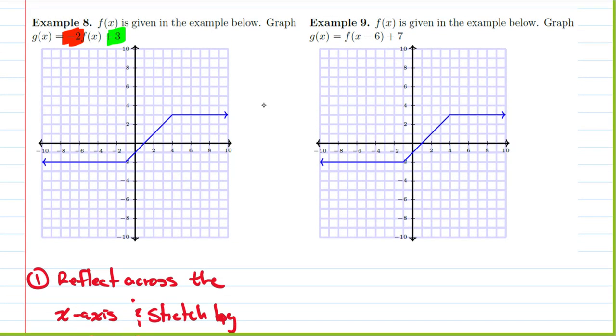So the first thing that's going to happen is we're going to flip our graph over the x-axis and stretch by a factor of 2. So we'll notice this branch of the graph is at -2. If I flip it over, it's at +2, and then I double it, it's going to start by looking like this. Then this branch right here is at +3, so if I flip it over, it's going to go to -3, and then I double it, so it's going to be at -6. And we just connect these two things here. So that's our first part.